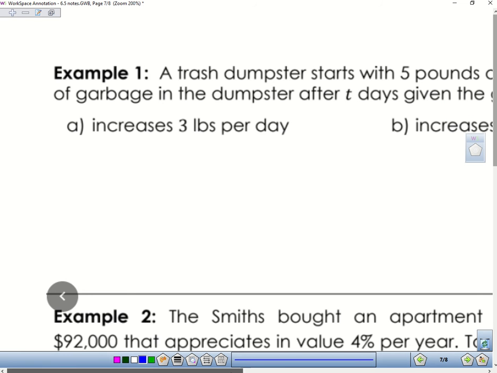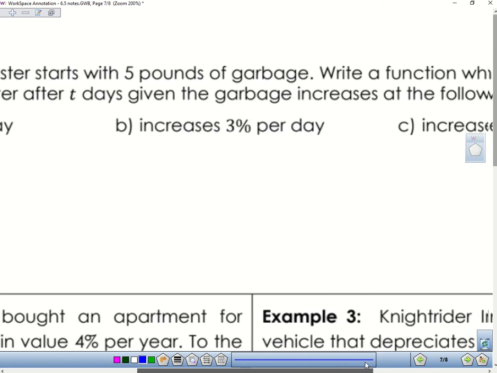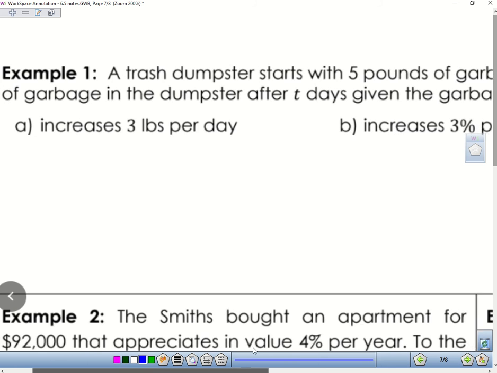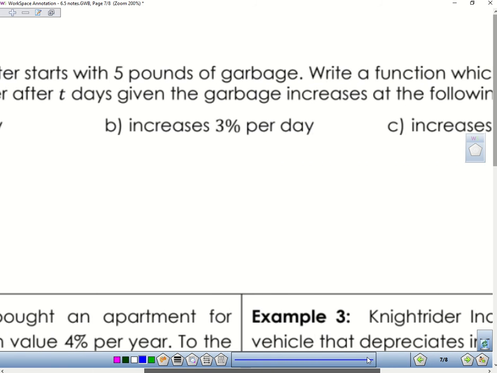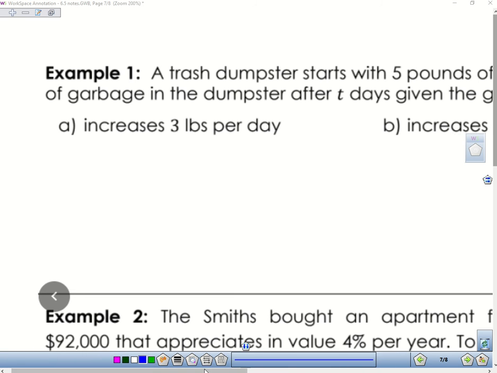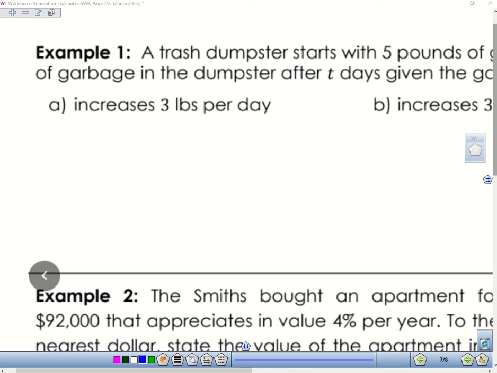So now we're going to move into example 1. It says a trash dumpster starts with 5 pounds of garbage. Write the function which represents the amount of garbage in the dumpster after t days given the garbage increases at the following rates. So we're going to look at 3 different types of rates here. So if the garbage is increasing by 3 pounds per day, which type of growth do you think that was?